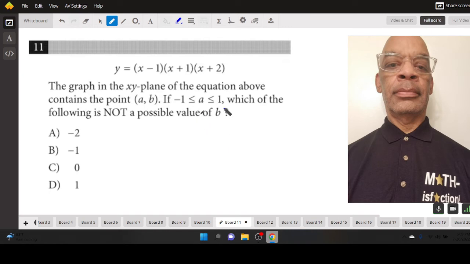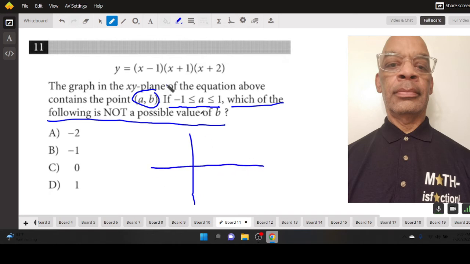11. Which of the following is not a possible value of B? All right, we have a graph, and we want A to be between these values, where this point is on the graph. So let's sketch the graph. We can get our x-intercepts at 1, negative 1, and negative 2 from this.